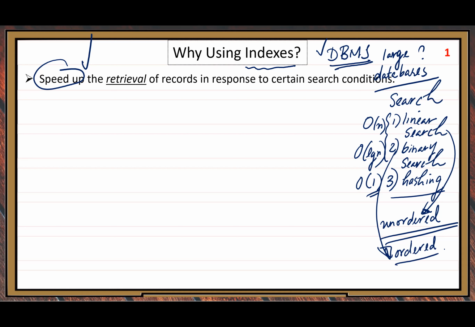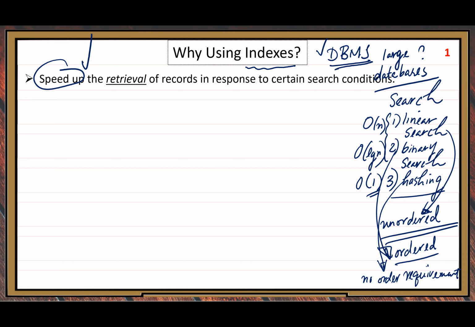Ordered data, binary search. In order to apply binary search, you need to make sure your data is ordered. Hashing has no order requirement.